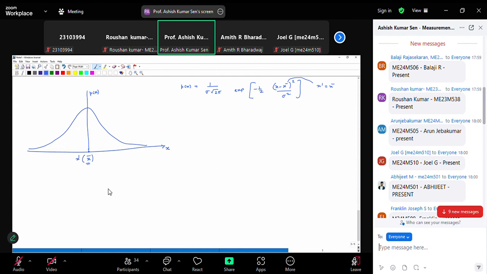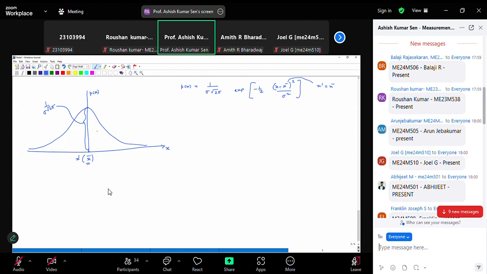If you want to know what this height here is, you can just substitute x equal to x mean or x equal to x true. That means the whole exponent becomes 0, and e to the power 0 is 1. So this height here is basically 1 over sigma square root of 2 pi.